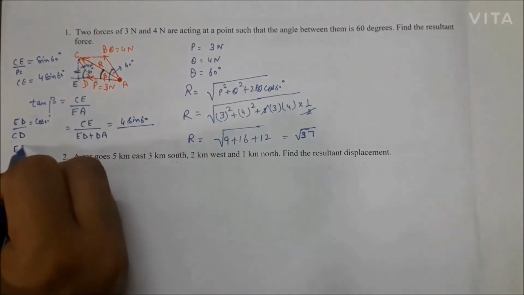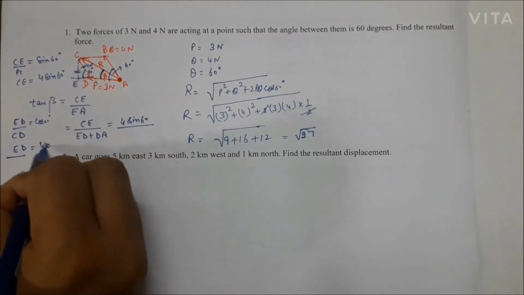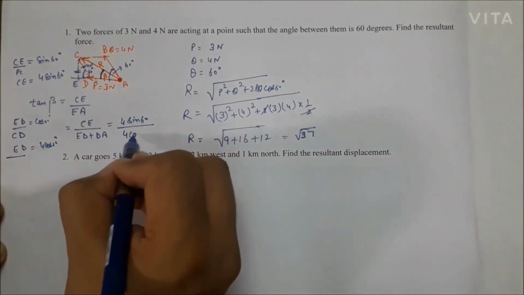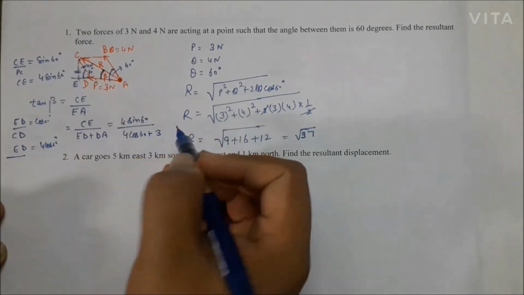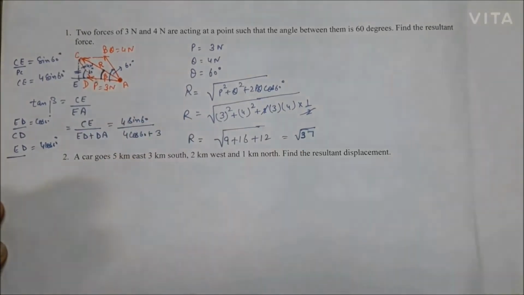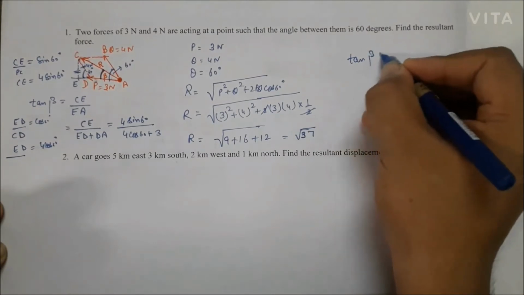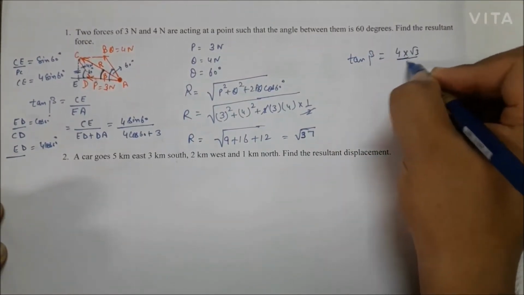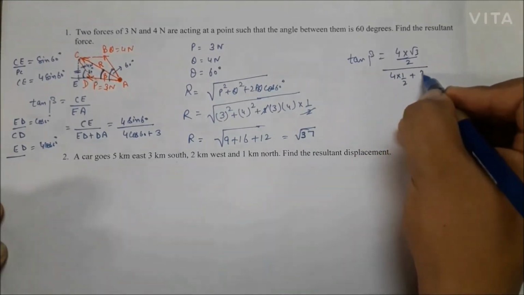So ED comes out to be 4 cos 60. Okay. So ED is 4 cos 60 plus DA. What is DA? DA is 3. So now sine 60 is what? Sine 60 is root 3 by 2. So now tan beta comes out to be 4 into root 3 by 2 divided by 4 into 1 by 2 plus 3.